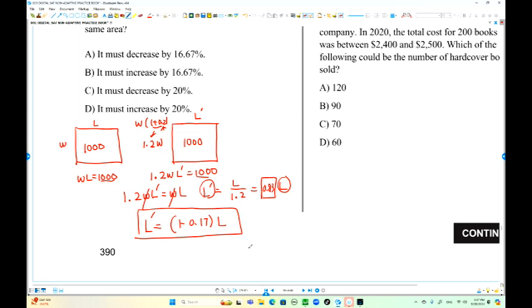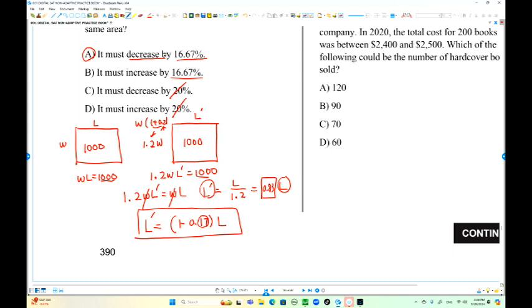So using this, we can make a decision. What happened over here? 17% decreased, right? Yes, approximately 17% decreased. Option A is correct. 20% is not working. You have two choices over here, approximately 17%, but it should be a decrease.